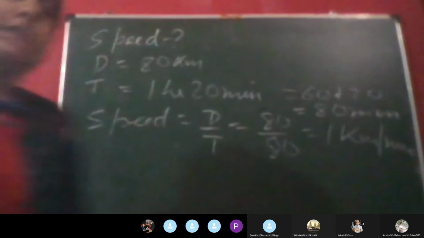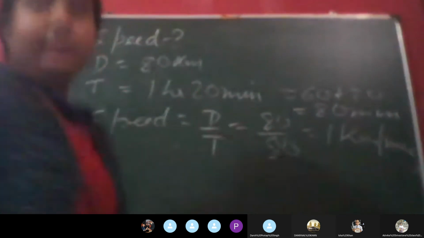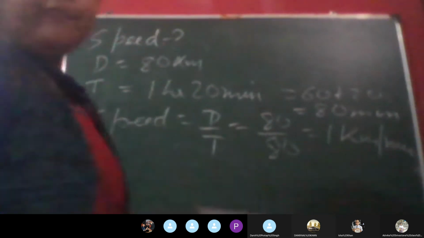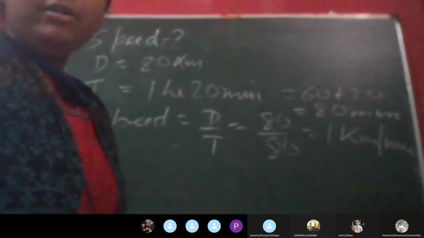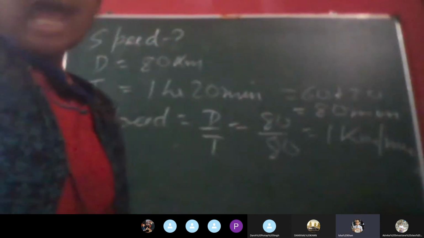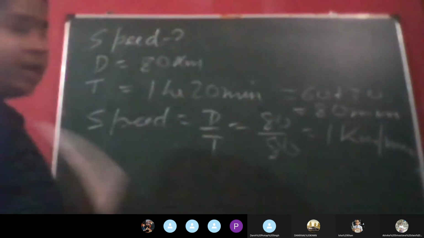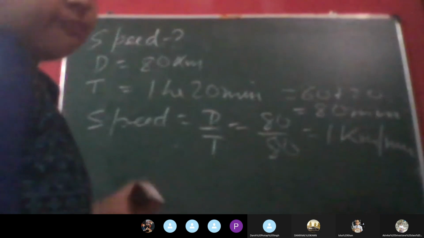The distance can be in meters or kilometers, anything, but the variation is that there are different methods of writing time. Yes or no? There are different methods of writing time, and variation comes there only. Okay, let's see one more question.